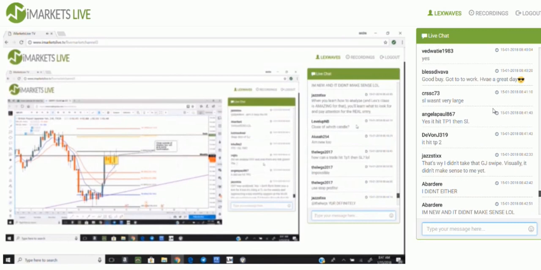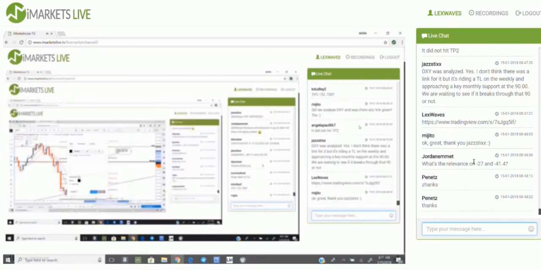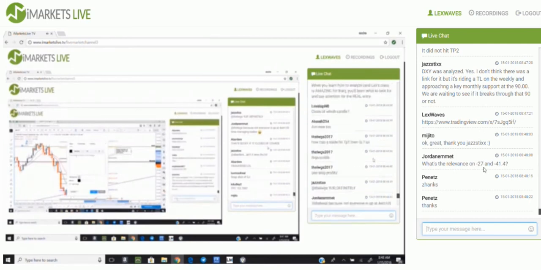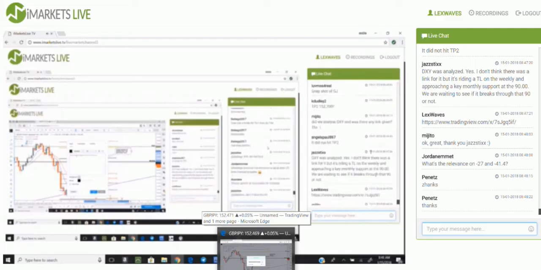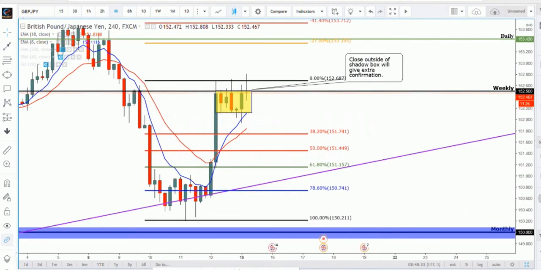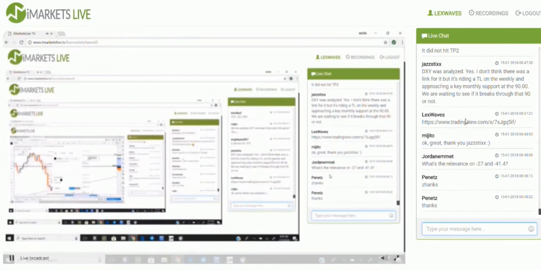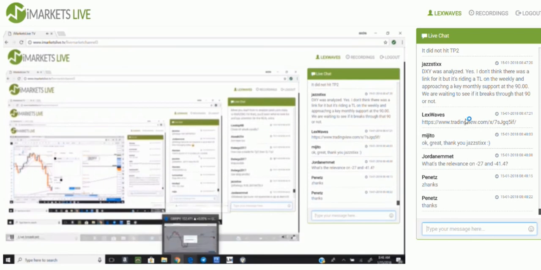So guys, exactly. We have some good trades. What's the relevance of 127? Okay, that's very good. I'll show you. So guys, wait. Hold on. That's a general question. That's a very good question. Does everyone understand the relevance of the negative 127 Fibonacci ratio?